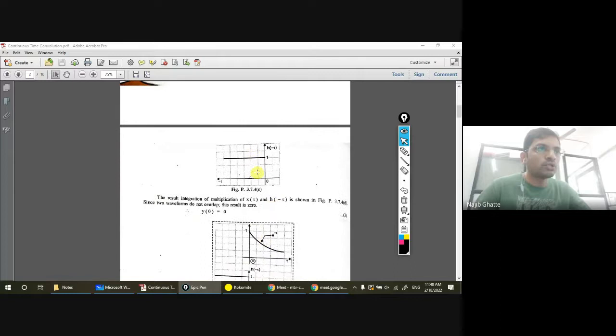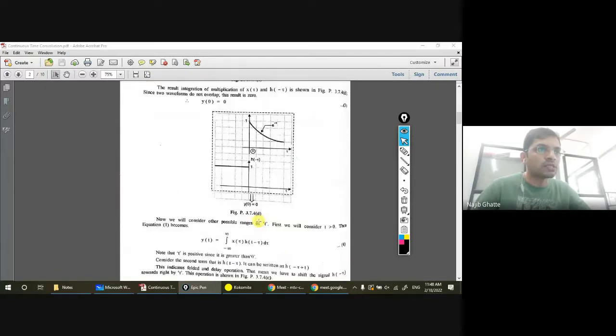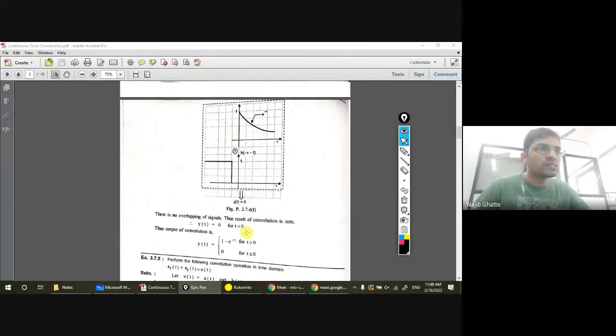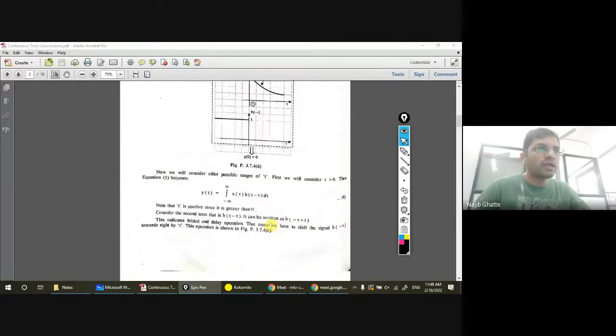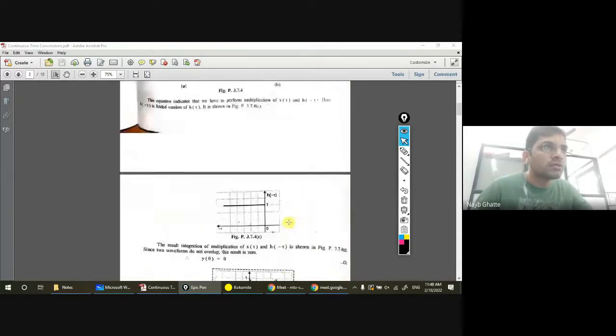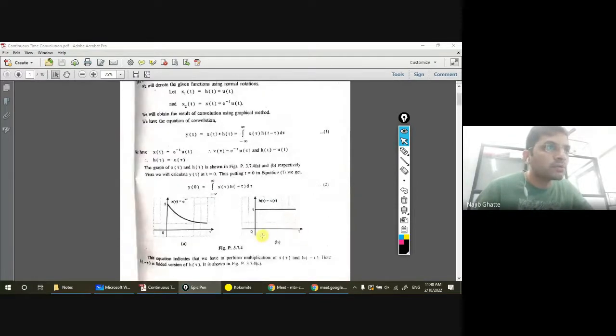Fine, what we did was minus tau, and then you have to do minus tau plus t. For t less than 0, correct, no overlapping, the convolution result is 0. And if t is greater than 0, then you need to perform the convolution integral, and after convolution you get this as the result, 1 minus e raised to minus t. It has come here. Okay, done, fine.